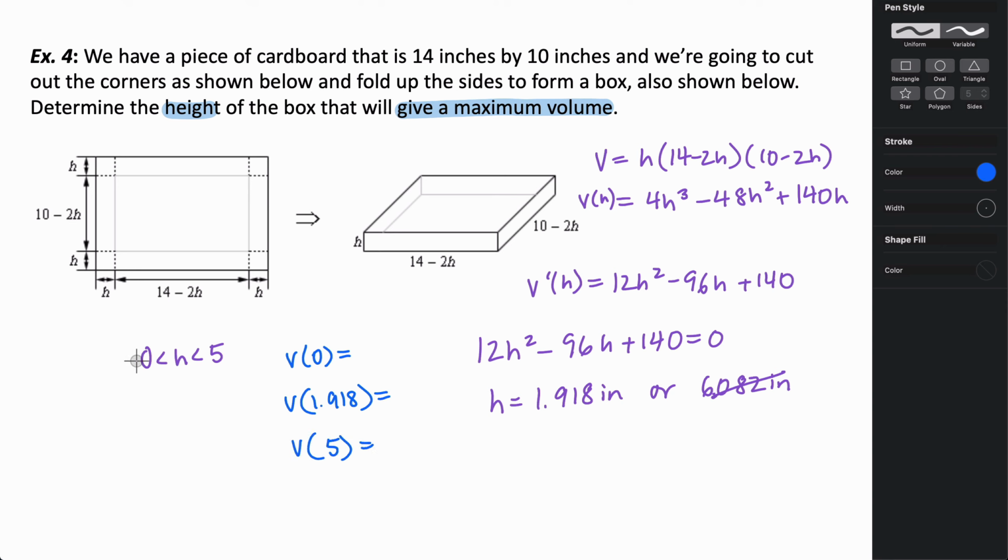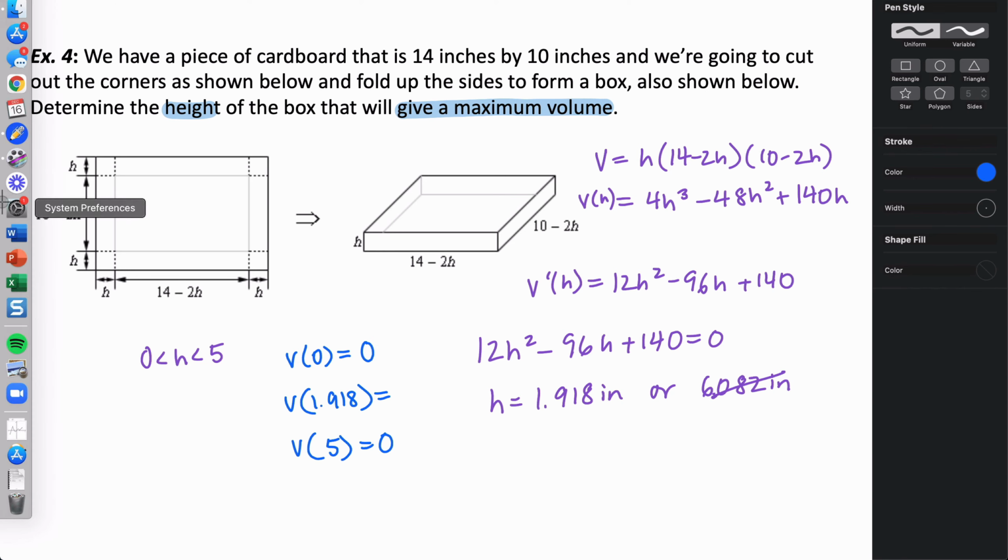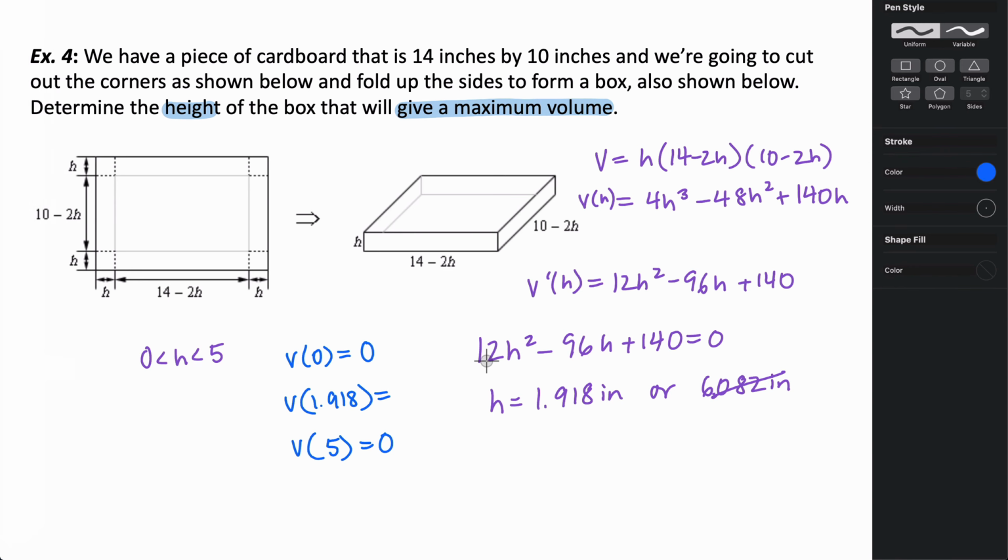Now, the 2 on the outside are going to make my volume 0, because if I plug 0 in here, that gives me 0. If I plug 5 in here, 10 minus 5 is 0. So the volumes on those ends are 0. And so at 1.918, what is my volume? So we can go ahead and plug this in. If it's something positive, you will see that you get a maximum there.